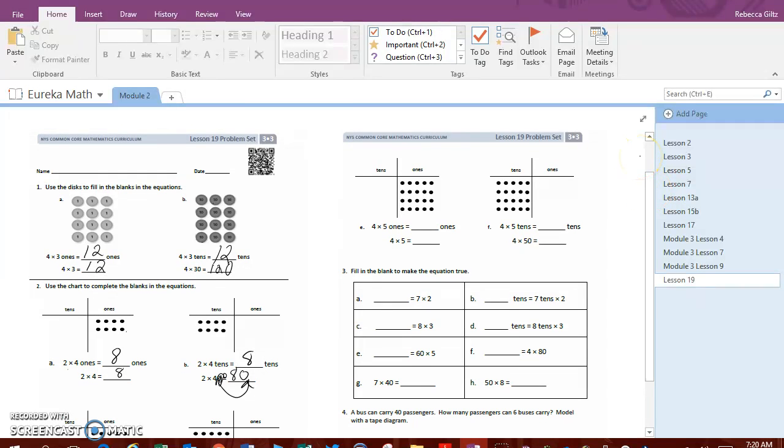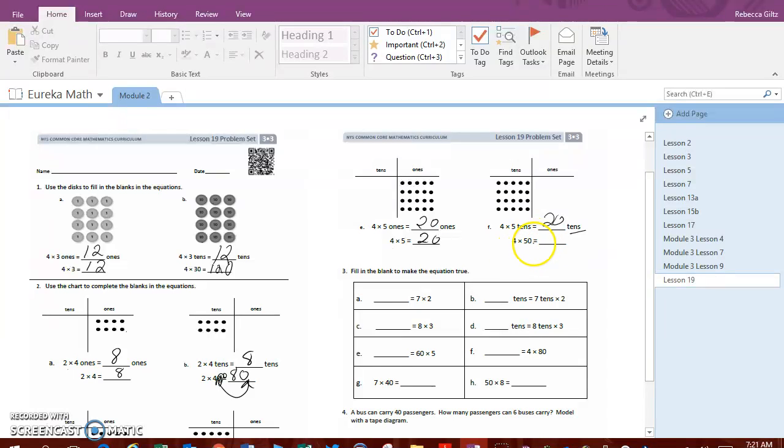All right, let's go to the back. Letter E is 4 times 5 ones. So how many ones do we have? 4 times 5 is 20, so we have 20 ones. 4 times 5 is 20 again. You'll see when you're working with ones, both your answers are the same. But now if we go to letter F, we've got 4 times 5 tens. Well, we still have 20. This time they're tens. But 5 tens, if we show it in standard form, is 50.